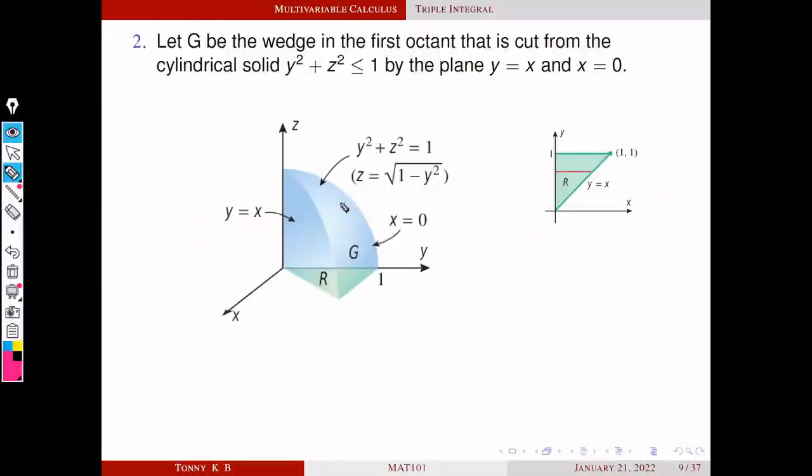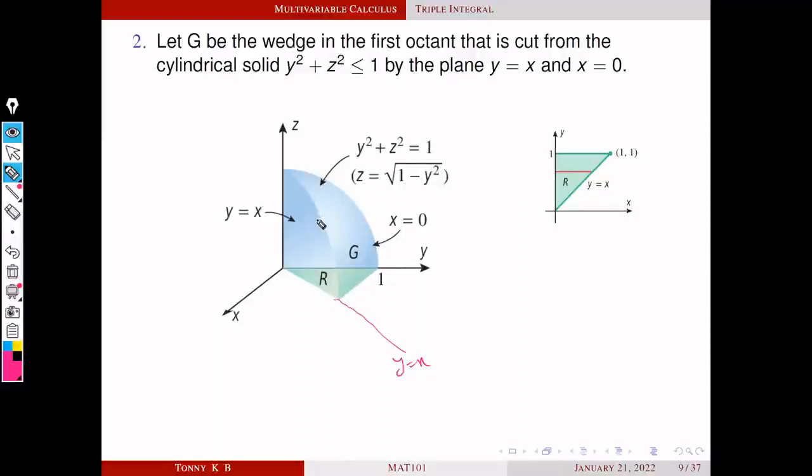Okay, this is the shape of that solid. We have a cylinder in this x direction, and we cut using a plane y. This equation is y is equal to x. We cut using y is equal to x, and we have one more plane, that is x equal to 0. That means the yz plane. So the solid bounded by these three equations is this solid.